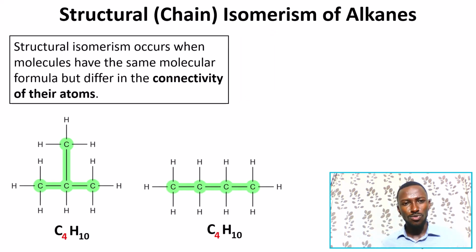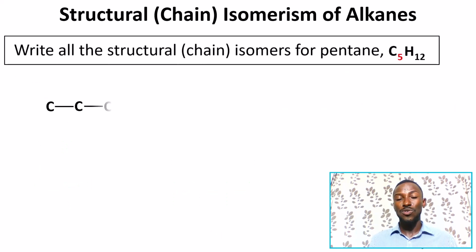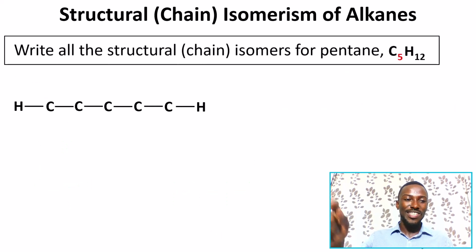But what are we to expect in that lesson? Well, when it comes to structural or chain isomerism, we'll be giving you the definition of it. Then we'll pick a particular organic compound or a particular alkane and look at the various isomers that can be formed from that compound.